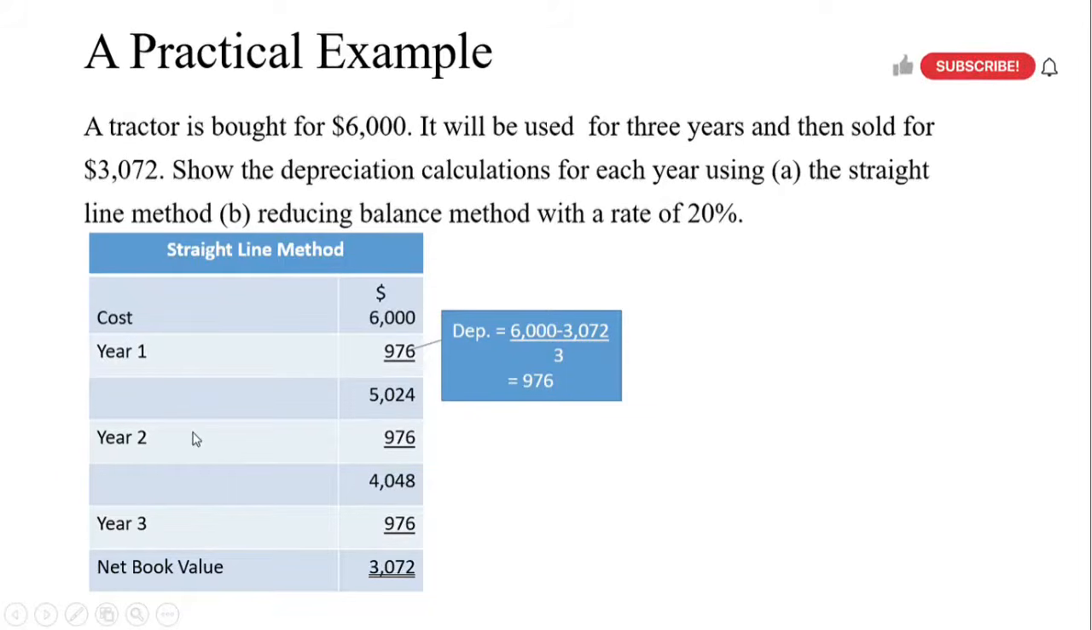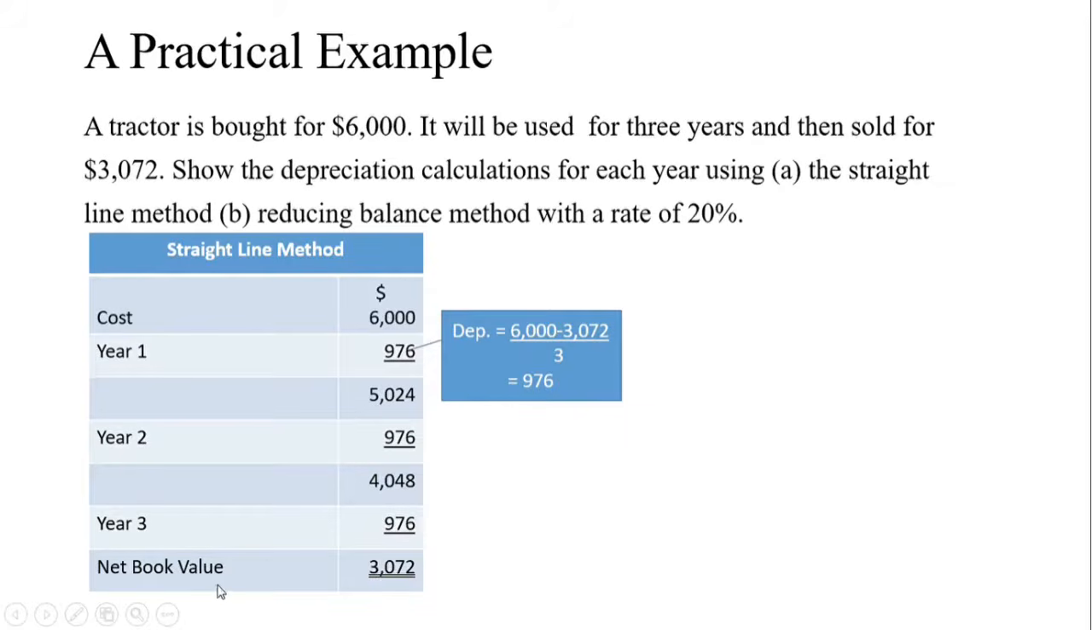Year 2, the value for depreciation under the straight line method, it's very simple. It is always the same. Once you get the figure, it remains the same, right? So year 2, the value for depreciation, 976. You subtract that from 5,024, you get 4,048. Year 3, same value for depreciation, 976. Subtract that from 4,048, you get 3,072.